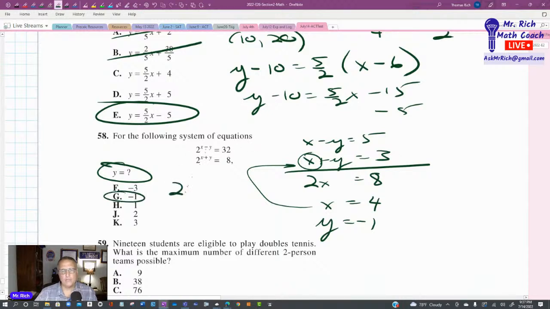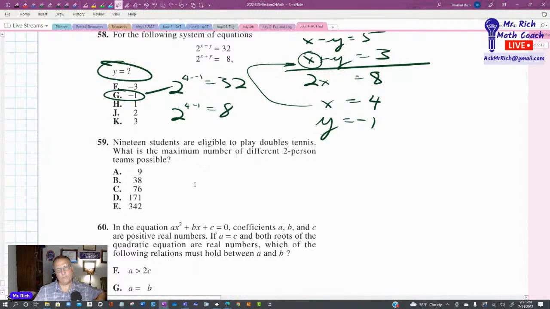Just checking my answer: is 2 to the 4 minus a negative 1 equal to 32? It is 2 to the 5th. Over here, is 2 to the 4 plus a negative 1 equal to 8? Yes, it is. I like that answer very much.